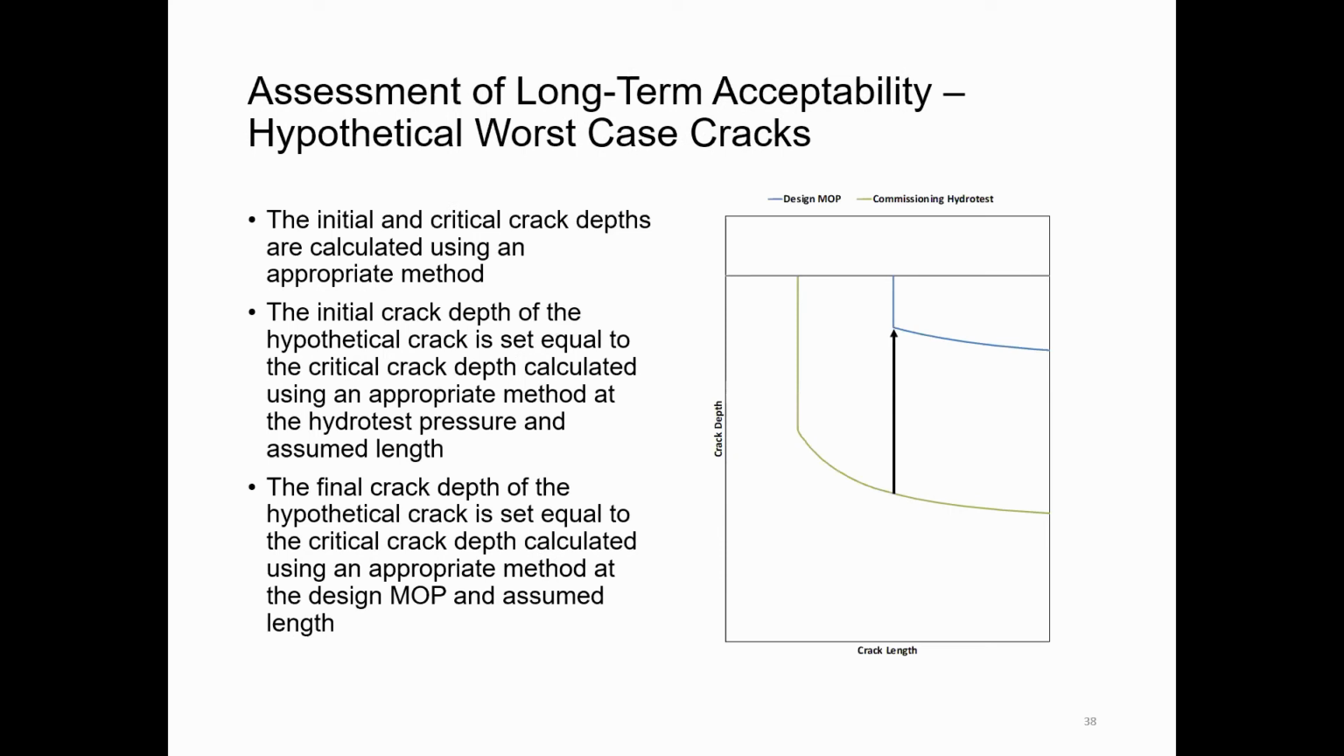And so then all that happens is you now determine what depth at that leak versus rupture length would just survive either the commissioning hydro test or a subsequent hydro test. That's the depth that you start with, and then you grow it from that depth to when it would fail at the MOP.